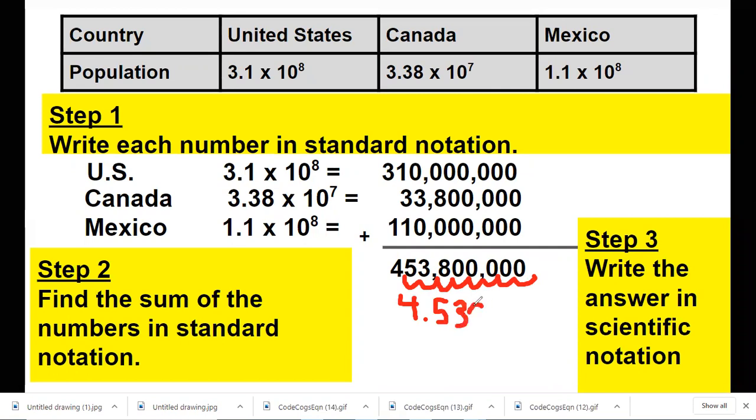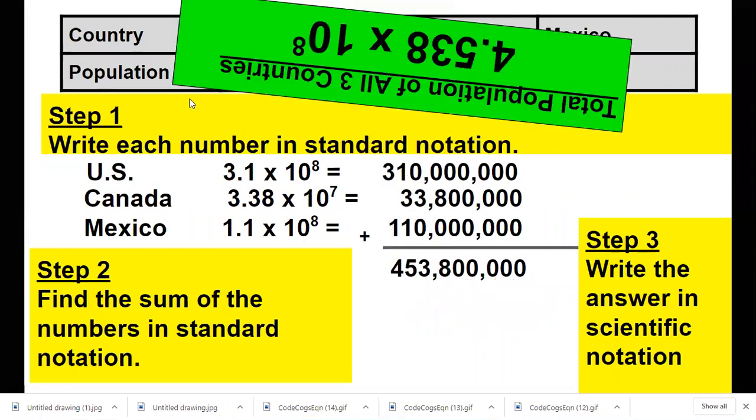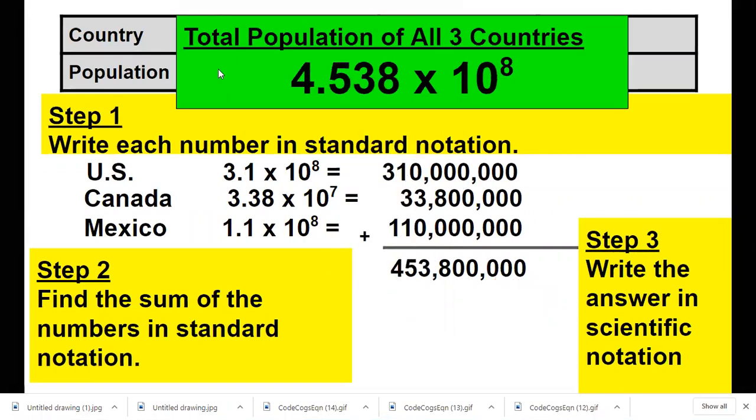4.538 times 10 to the what? If you forgot how to do this, then you can go back and watch the previous 2 videos. 10 to the what? How many jumps? 1, 2, 3, 4, 5, 6, 7, 8. 10 to the 8th. So 4.538 times 10 to the 8th. Same answer as we got the first way. This is just showing us another method to get there. In math, there's sometimes several ways to get to places. So there is our answer. The total population is 4.538 times 10 to the 8th.